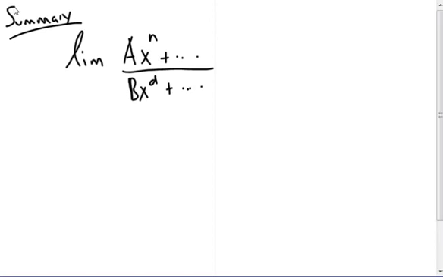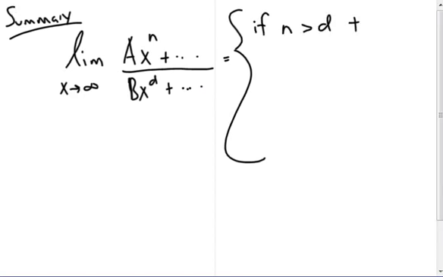So here we go. The limit of ax to the n plus a whole bunch of other stuff over bx to the d, as x approaches infinity. I've got that, so this is the exponent in the numerator and this in the denominator. Well, if the numerator exponent is bigger than the denominator exponent, then we approach infinity. Technically, plus or minus infinity. And I'm going to clean that up a little bit.